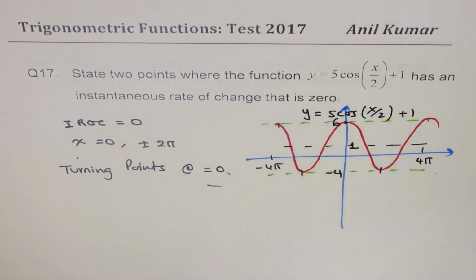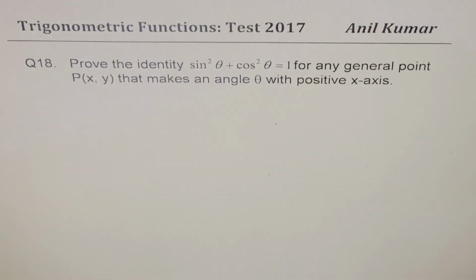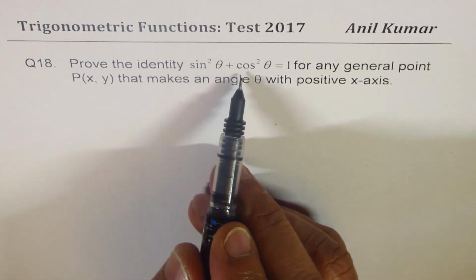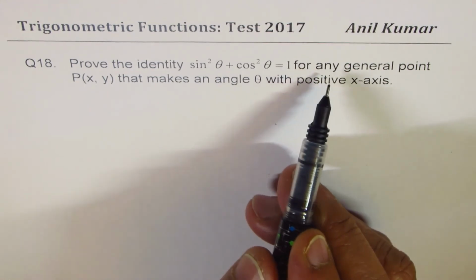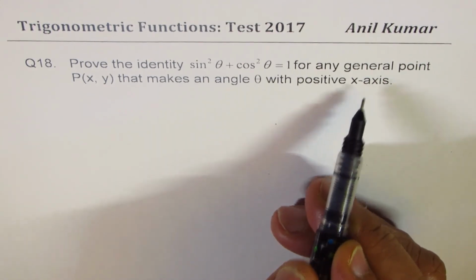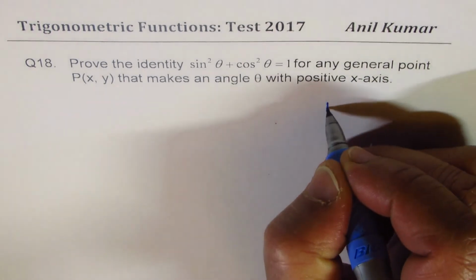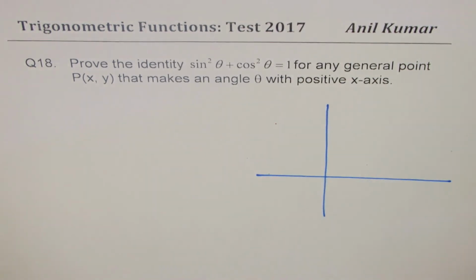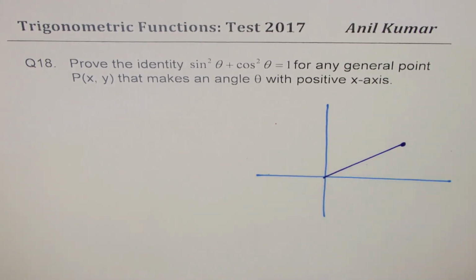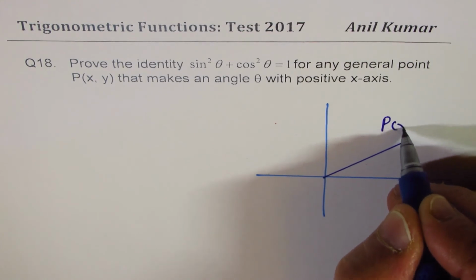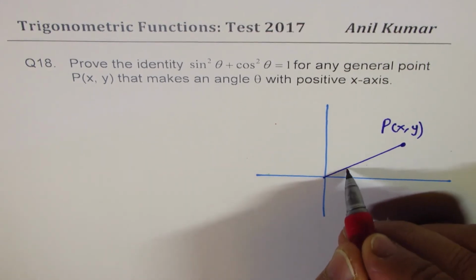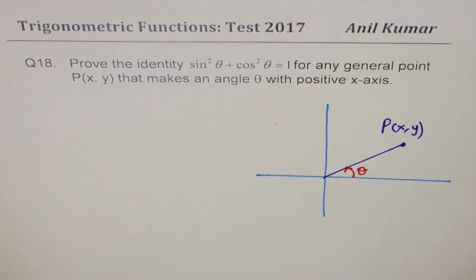So let's move on to the next question, which is the last question for this exercise. Question 18. Prove the identity sine square theta plus cos square theta equals 1 for any general point P(x, y) that makes an angle of theta with the positive x-axis. So let's sketch the diagram which will help us prove it. Let's take a general point P somewhere in quadrant 1 is better. Okay, so let's say this is the point P, which is (x, y) for us, and it makes an angle of theta with positive x-axis, correct?